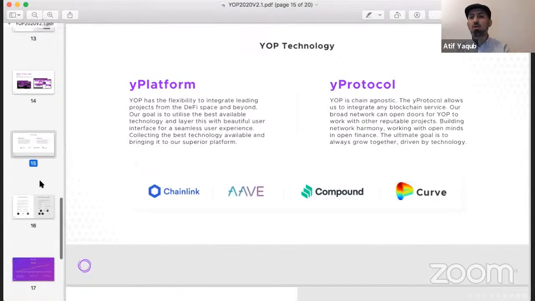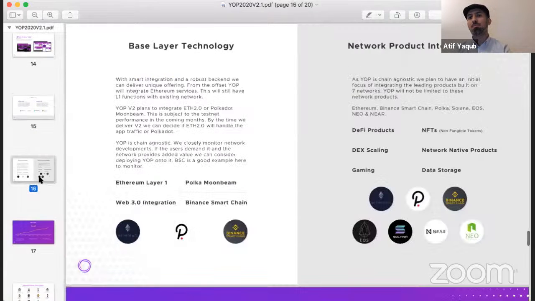A little bit about our integration with other networks. Like I said, we're open and chain agnostic. We don't want to only offer Ethereum-based DeFi products. We want to grow that, and we've identified 7 primary networks at the moment that we're willing to integrate after our first version.